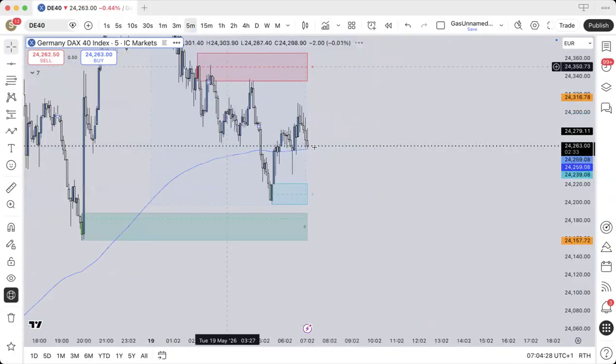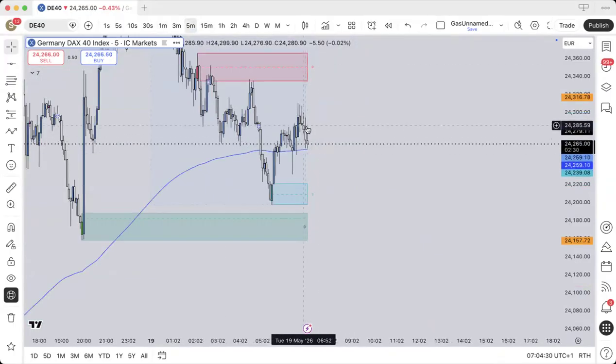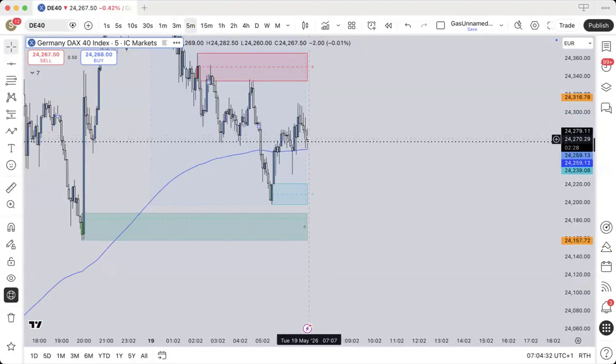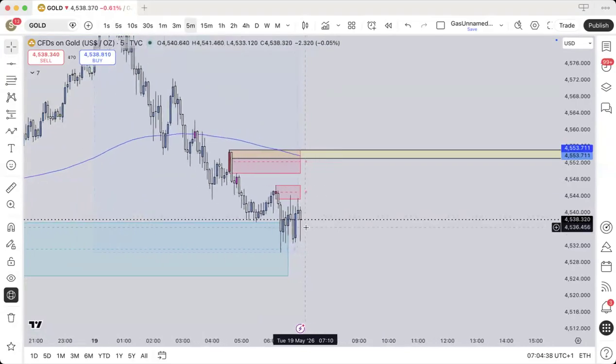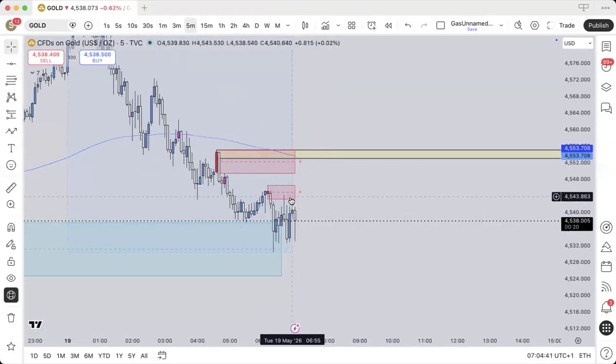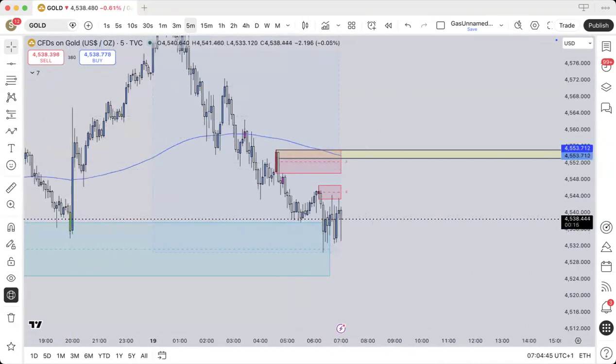So let's just see what happens on a 5. Remember, guys, we might actually get an order block that forms. So we'll just have to wait and see what happens there. If on gold. No, that's it. Nothing happening this morning.